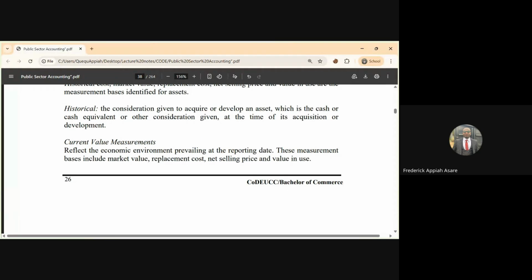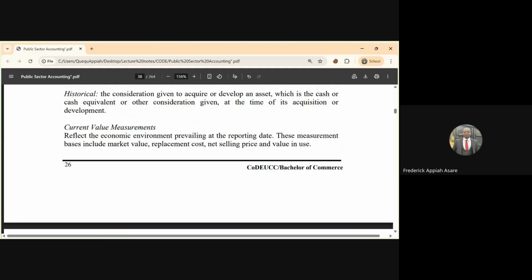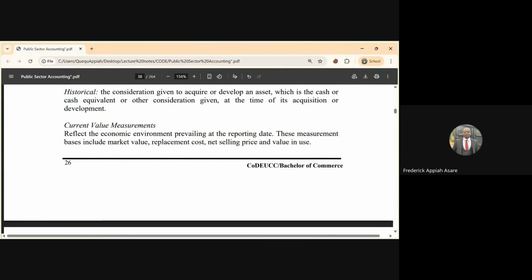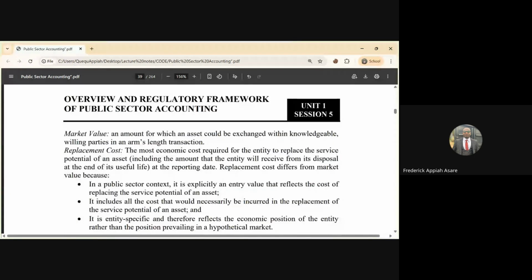So historical cost is where you consider how much the asset was bought at the initial stage. That is a historical cost. Current value measurement is the economic environment prevailing at the reporting date. So for instance, you bought a VIX in 2020 and the cost of the VIX was 25,000. But when we look at economic improvement, the VIX is maybe around 80,000 Ghana cedis. Based on that, you can use that current value as a basis of measurement for the asset.